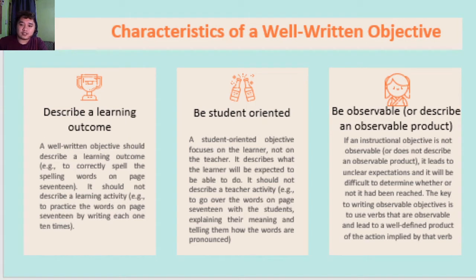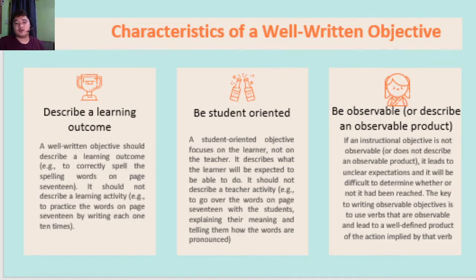The characteristics of a well-written objective. A well-written objective should meet the following criteria. First, it must describe a learning outcome. Second, it must be student oriented. And third, it must be observable or describe an observable product.